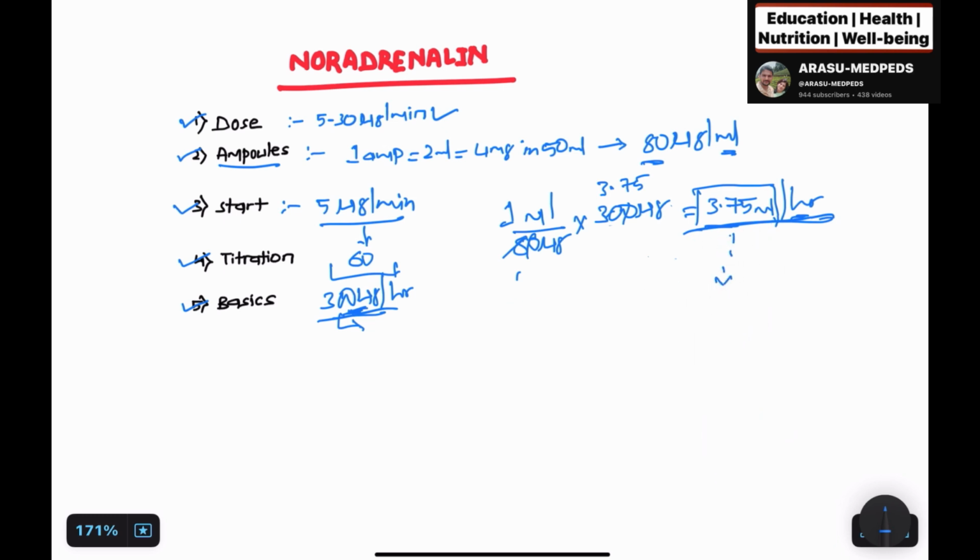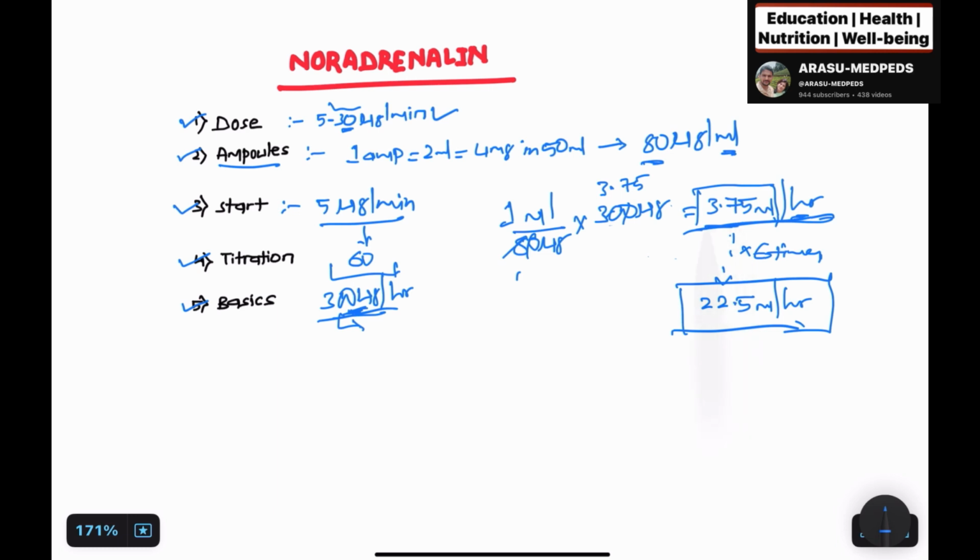So suppose the patient is requiring more dosage, that is we have started from 5, but we are up titrating it till 30. 30 in the sense 6 times of the initial dose we can give as maximum dose. So 6 times of this one will be how much? It will be 22.5 ml per hour. So this is the maximum dosage of noradrenaline which can be given to a patient. Hope you got the point.